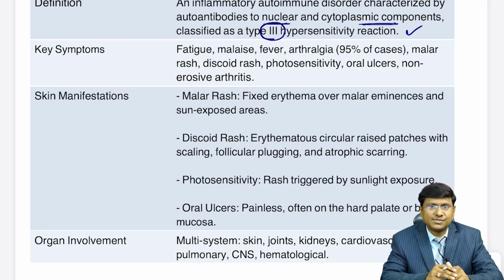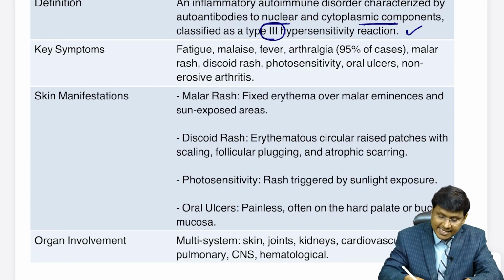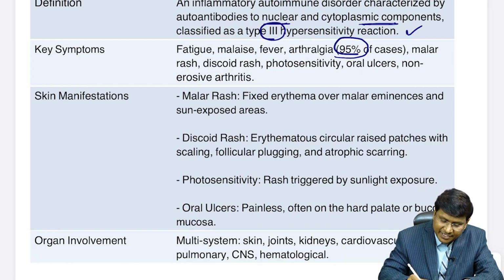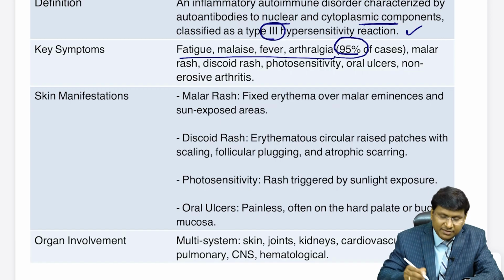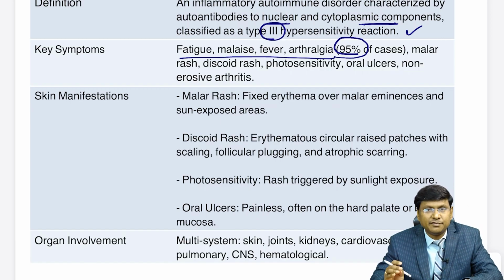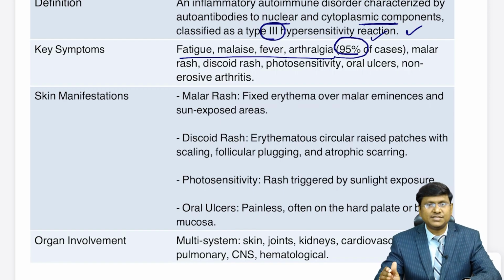What are the key symptoms? What are the most common symptoms? In almost 95% of patients, the individual will present with fatigue, malaise, fever, as well as arthralgia. That is the most common symptom set in these individuals.